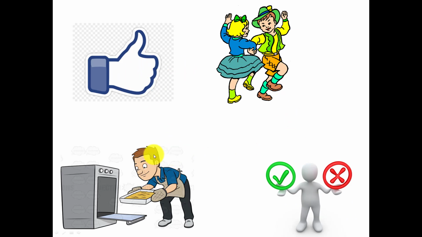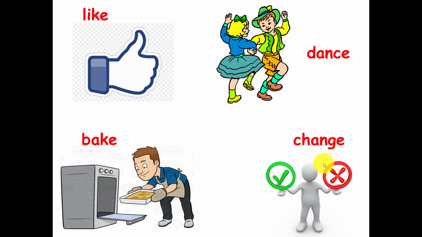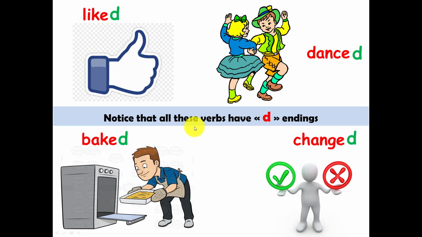Look here, we have 4 verbs, 4 pictures. Picture number 1. Great, like. Picture number 2. Yes, dance. Number 3. Good, to bake. Number 4. Right, to change. So can you put these verbs in past simple? Great, we just add a D. Like becomes liked, danced, changed, and baked. Notice that all these verbs have D endings.